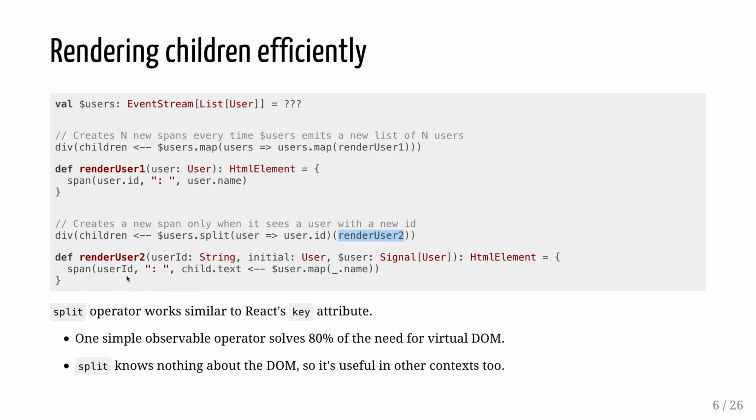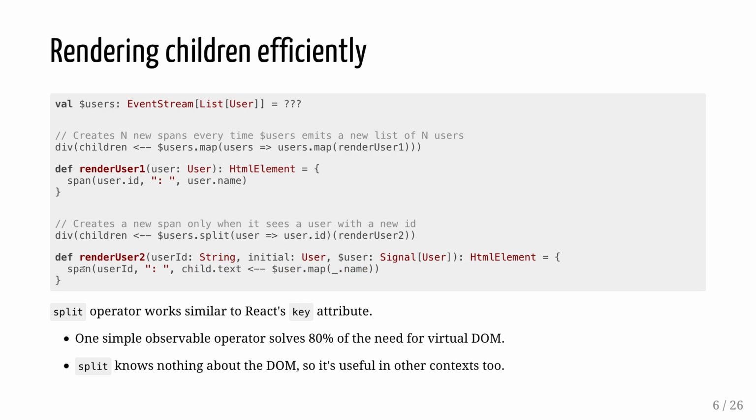However, unlike the previous render function here, this one will only be called once per user ID, once per key, for as long as that key is present in the list of users. So when we first see each user, we create a span element for them right here. But subsequent updates to that user are actually, through the magic of split, channeled into these individual signals for each individual user. And then we can listen to those signals in individual span elements to efficiently update their text with the new name in this case, instead of recreating the span element from scratch.